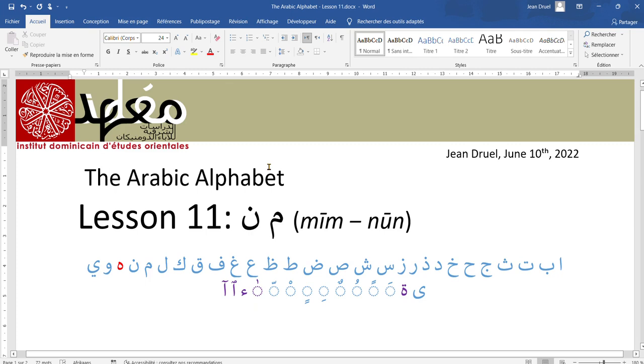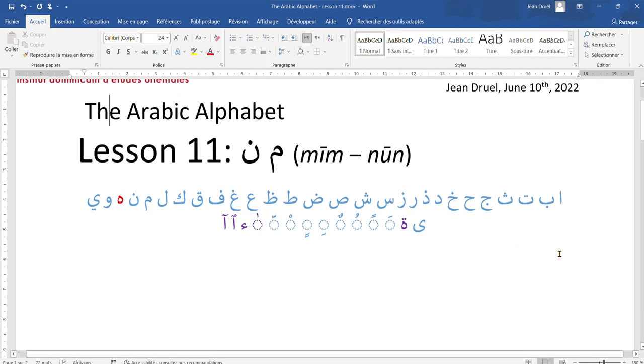Today we are studying two more consonants, mim and noon. The first one is mim, and it's pronounced as a regular M. And then noon, this one, is pronounced as a regular N. So that's not a difficulty. We're slowly completing the alphabet. We still have one letter left and some diacritics that we're going to study in the next lessons.